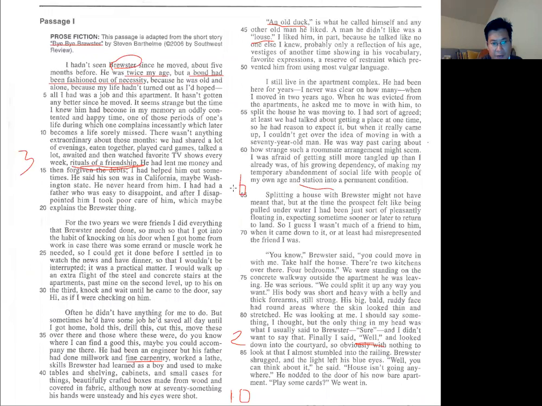And the next paragraph: I still live in an apartment complex. He had been here for years. I never was clear on how many when I moved in 2 years ago. So now it's going back to the time of how they moved in, and how this narrator moved in, and then when Brewster moved into the narrator's house, I'm sorry.